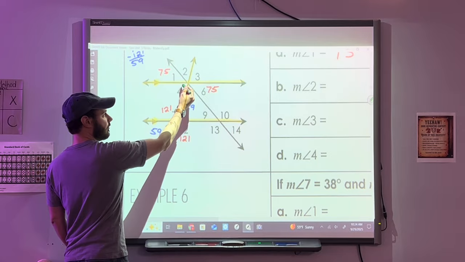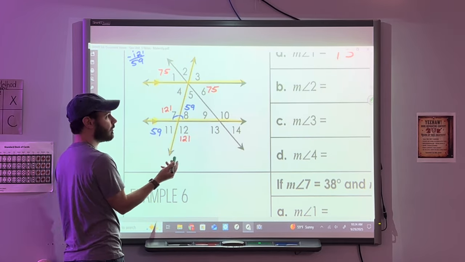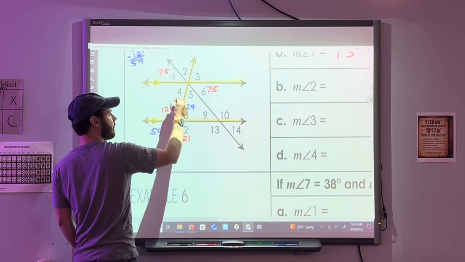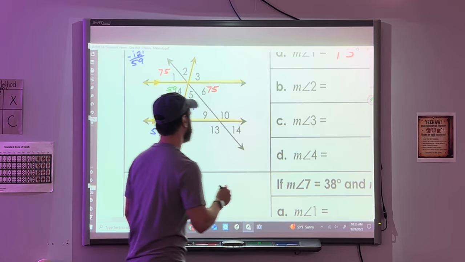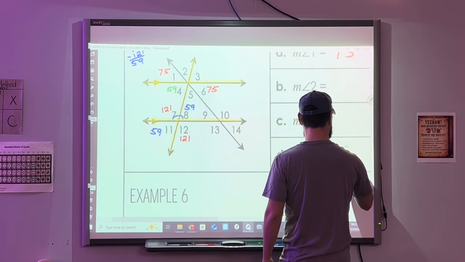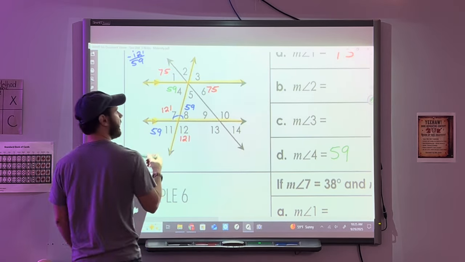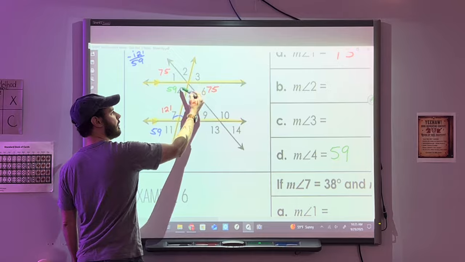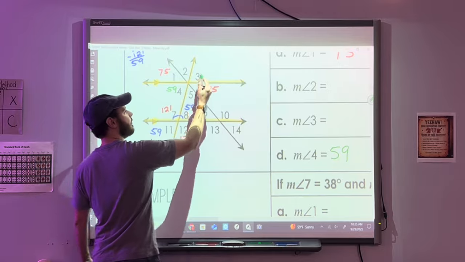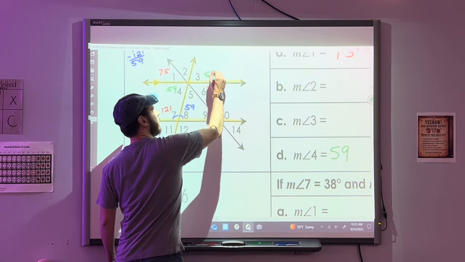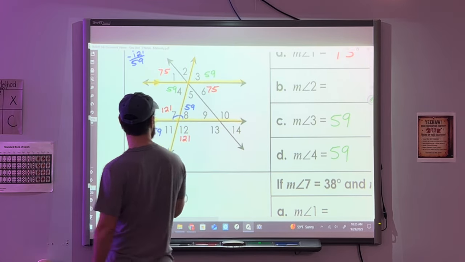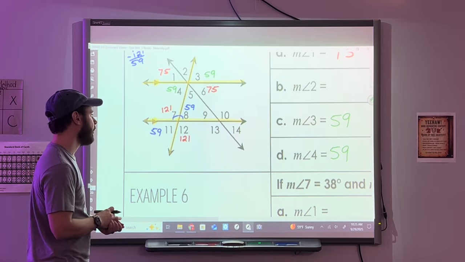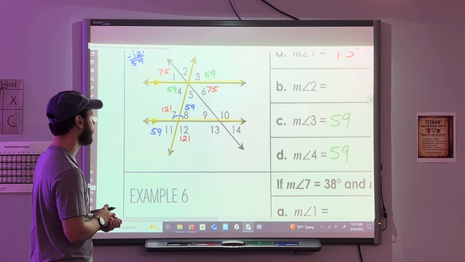Do 11 and 4 look about the same? Yeah, they're both acute, and they're in the bottom left, okay. So that's gonna be 59. I found out 4. But I didn't just find out 4 because 3 is vertical to 4. So if I found out 4, I also found out 3. And now I can figure out probably the rest of this.